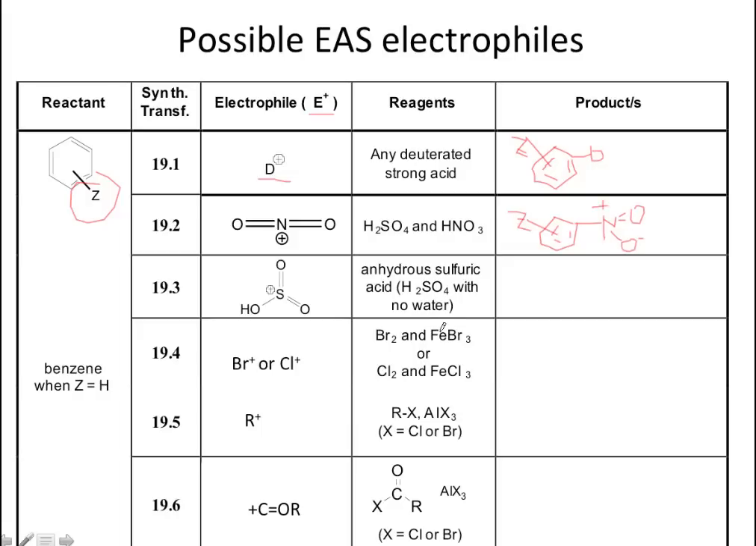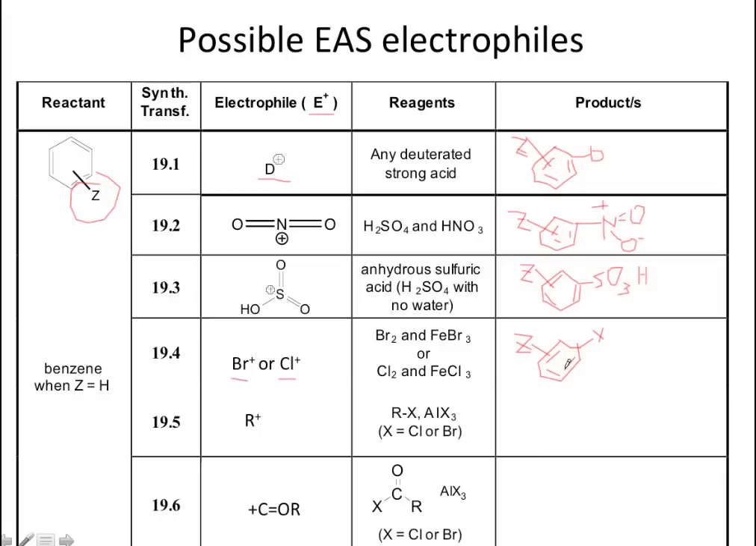Yet another possibility is to put a hydrogen sulfate group on the ring, and this happens when you take very strong sulfuric acid in the absence of water. Another common substituent in electrophilic aromatic substitution is a positively charged halide, which is made in solution by taking molecular bromine or chlorine in the presence of iron tribromide or iron trichloride, respectively. This would give a benzene substituted with a halide.